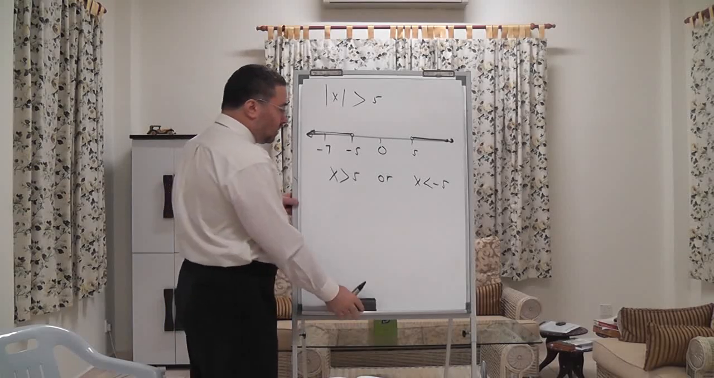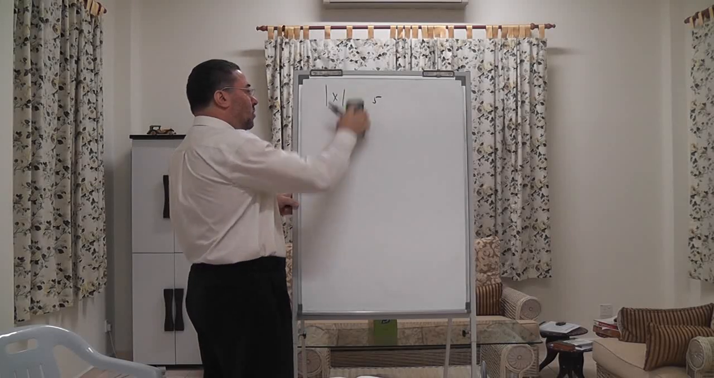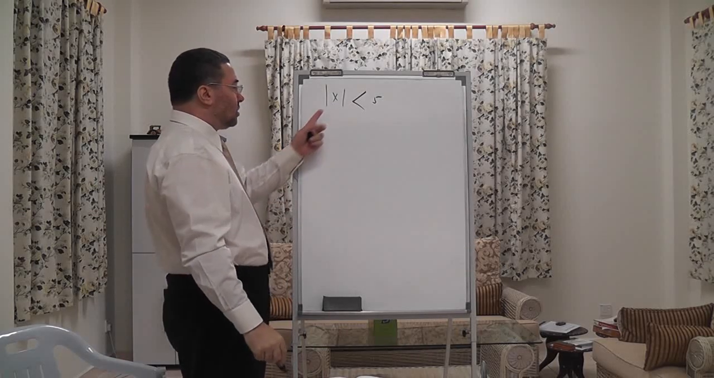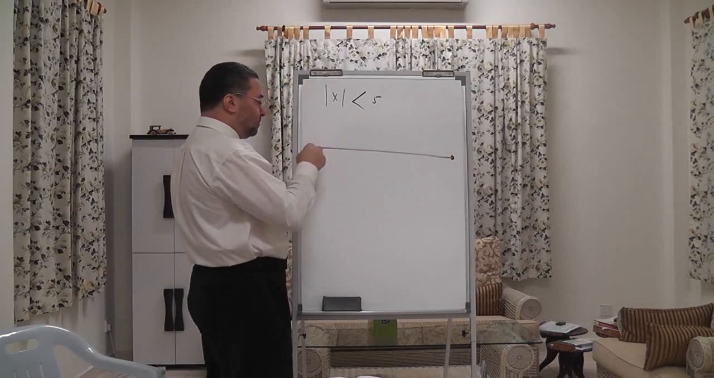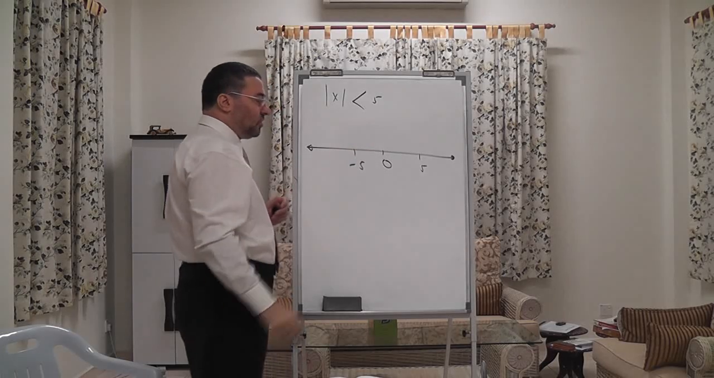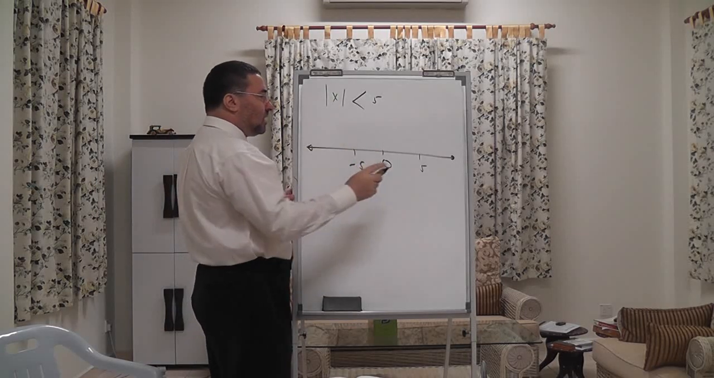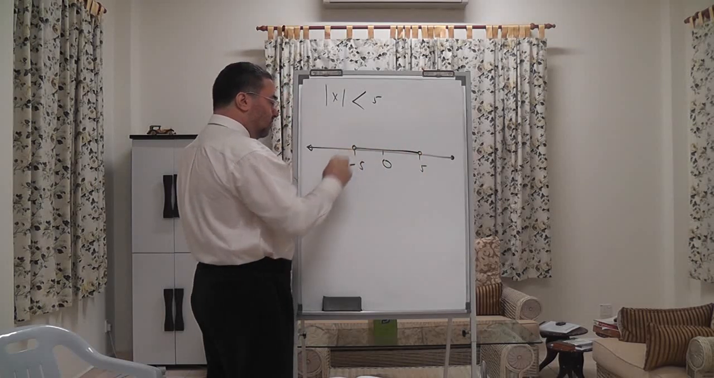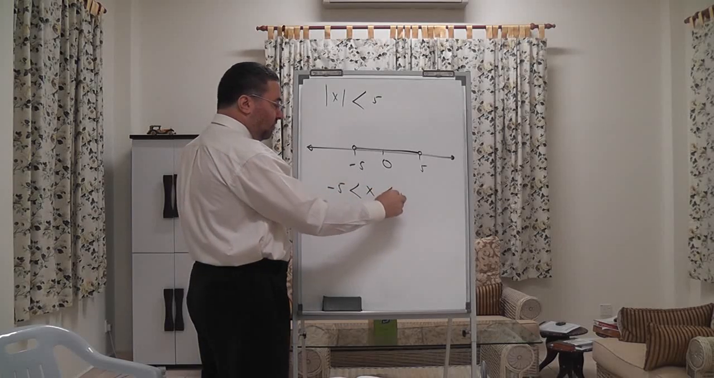Now we have another case where absolute x is less than 5. In order to get the solution for this, we have to draw the number line again and apply the definition of absolute value. Here, the distance of x away from 0 is less than 5, and that will be in this region. And in this case, x is between -5 and 5.